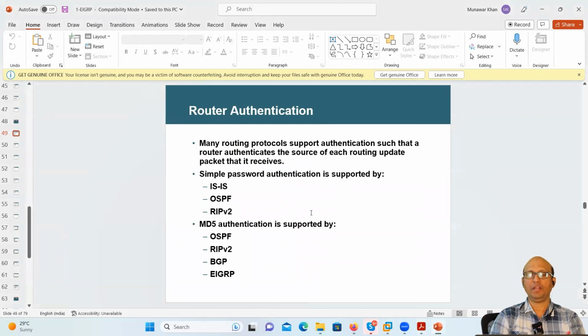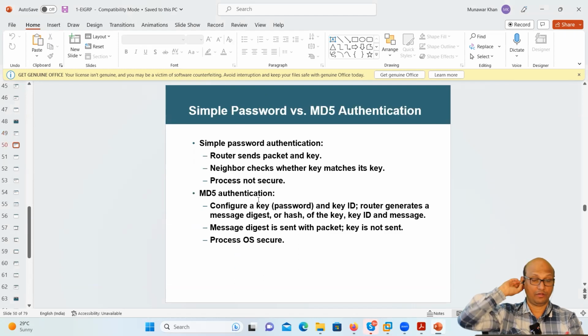What is the meaning of authentication? And now you see, all the routing protocols support authentication. So in EIGRP, we have 2 types of password. One is simple password and one is MD5 authentication. In simple password authentication, the router sends the packet and key.